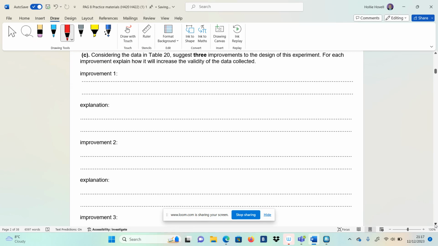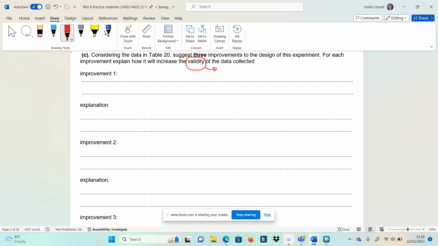So in part C, considering the data in the table, suggest 3 improvements to the design of the experiment. For each improvement, explain how it will increase the validity of the data collected. So here's the same word they're using again. So validity, is it answering the question? So the question here is how is the independent variable affecting the dependent? So the effect of the concentration of sucrose on the percentage change of the potato.